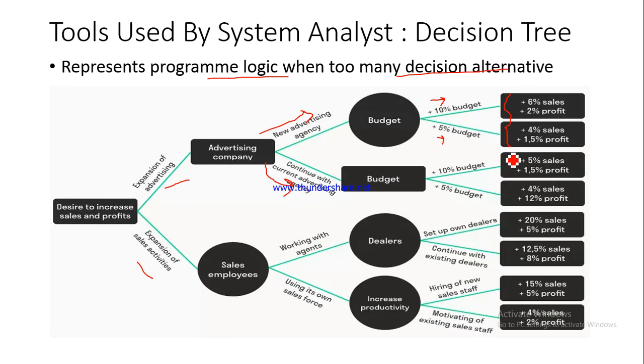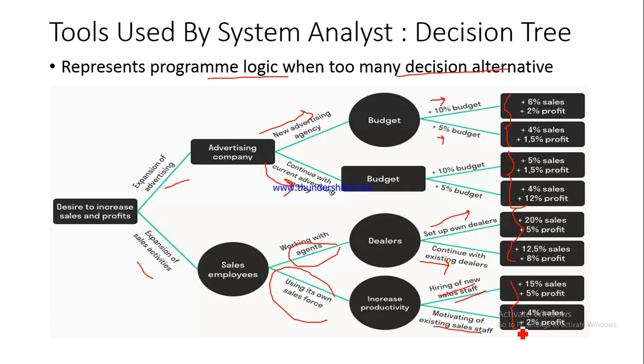And these are the outcomes, what might happen. If they continue with the current advertising agency, these are the outcomes which might happen. If they instead go for sales activities and work with agents rather than having their own sales force, they can set up their own dealers or continue with existing dealers. These are the two alternatives, and these are the outcomes they will achieve. And if they use their own sales force, within that again they have two options: expand the sales force by hiring new staff, or motivate the sales force so that they can sell more. In that case also, these are the decision alternatives that you have.